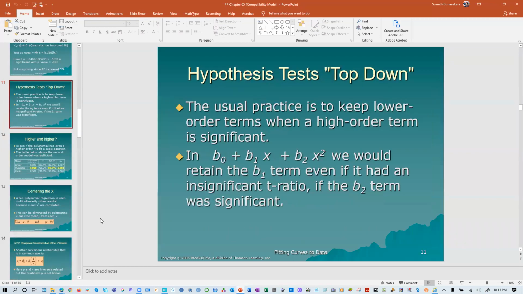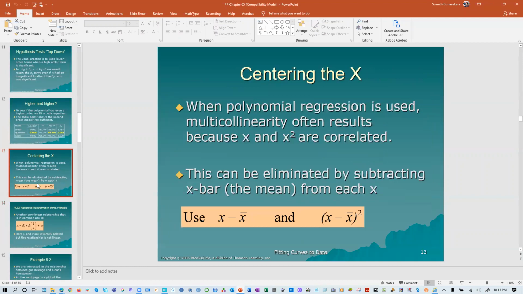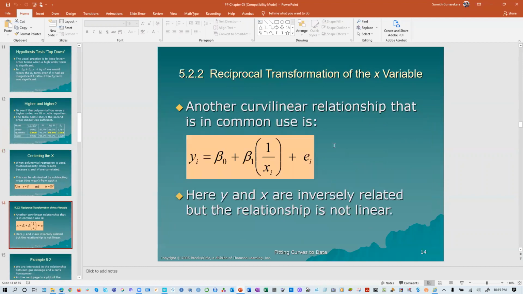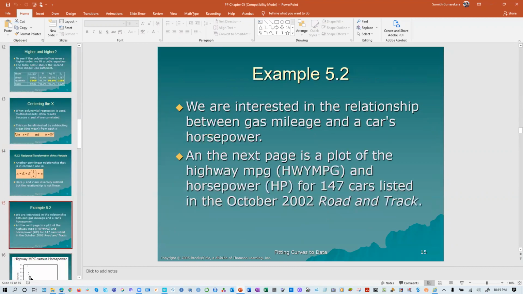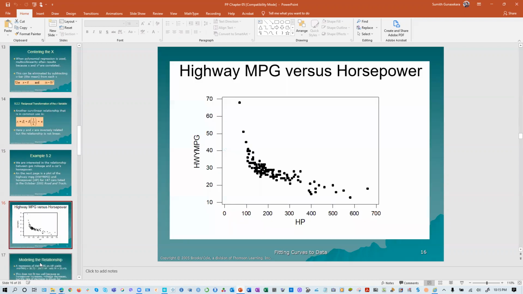And you would return this one. Or in some cases, you can subtract that one. In some cases, reciprocal transformation means the inverse. Look at that example. We have the relationship between gas mileage and the car's horsepower. Let's see what's going to happen. Look at the graph.